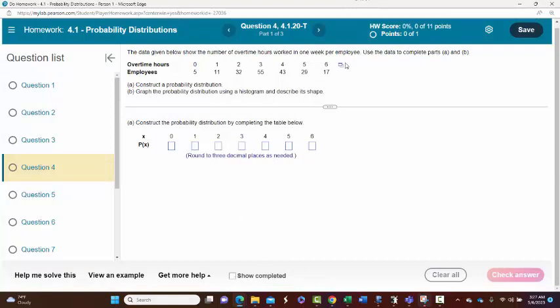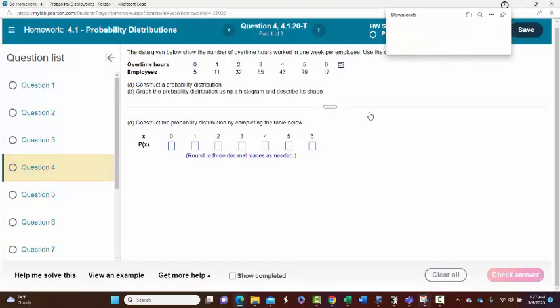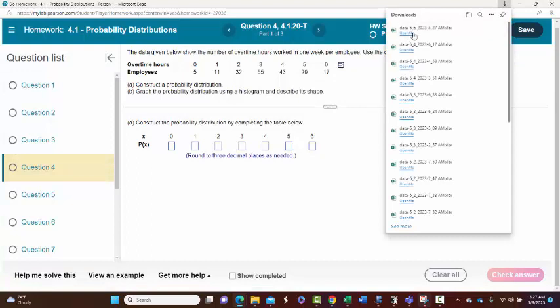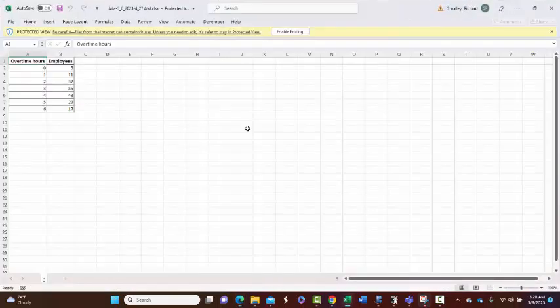But you see, these are frequency numbers. So what we'll have to do is convert them to probabilities by dividing by what the total is. Now, whether I use Excel or the calculator, I still want to. All right.